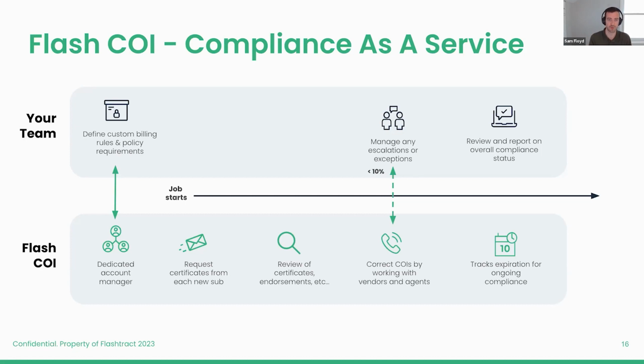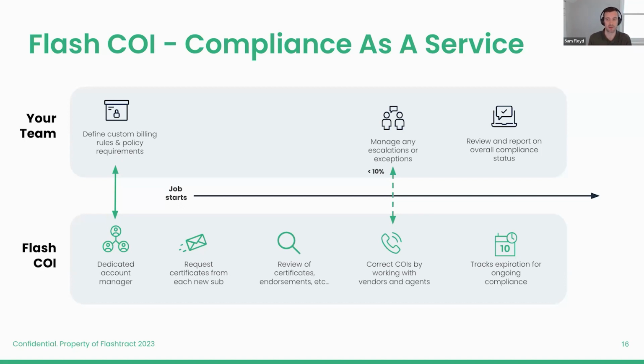After we have the billing rules and policy requirements laid out, once a job starts and a subcontractor is created or assigned to a contract, we would then create and request those certificates from the new sub. We review those certificates and endorsements to make sure they all line up with the policy. And then we would correct those COIs and work directly with the vendor or agent.